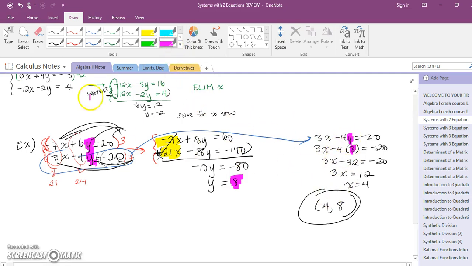So this is hopefully a good enough review of elimination and substitution, and we will be practicing briefly in class, and we're going to go to graphing and the other two methods.